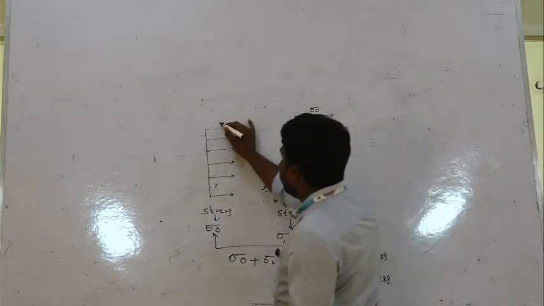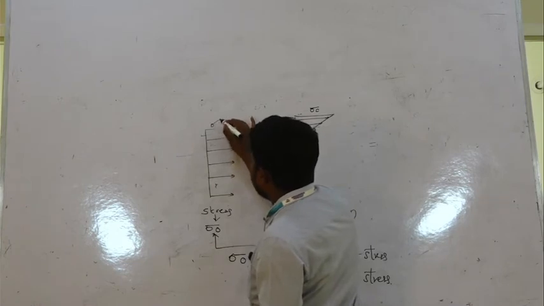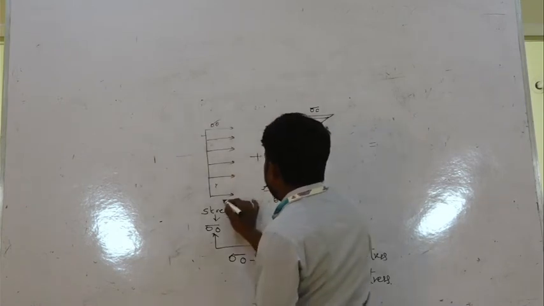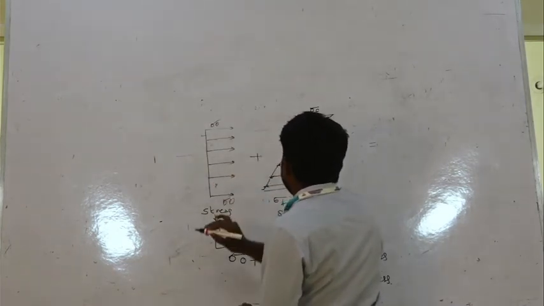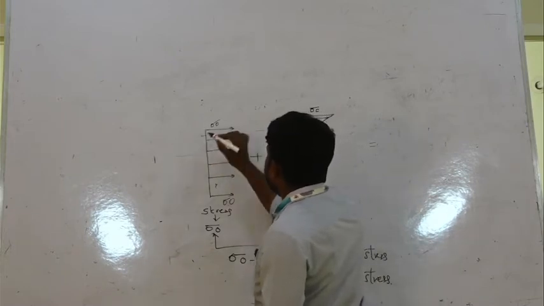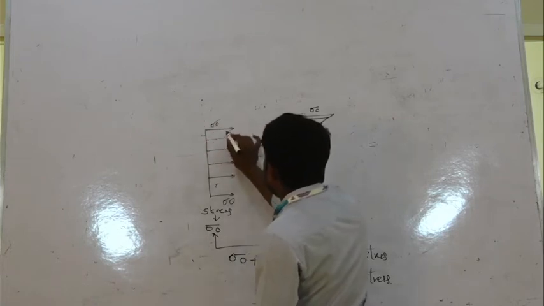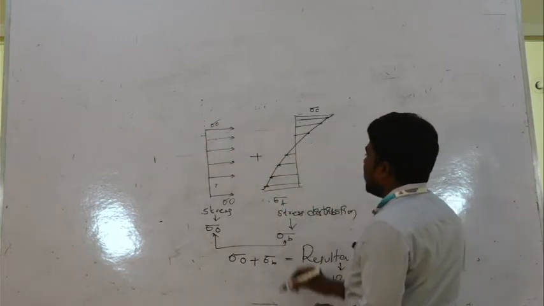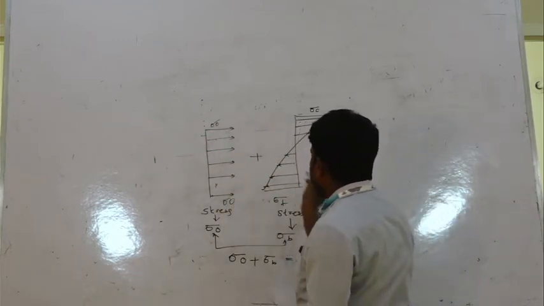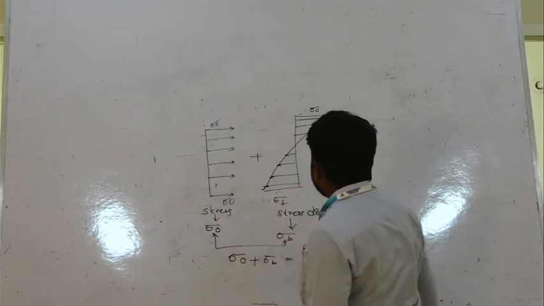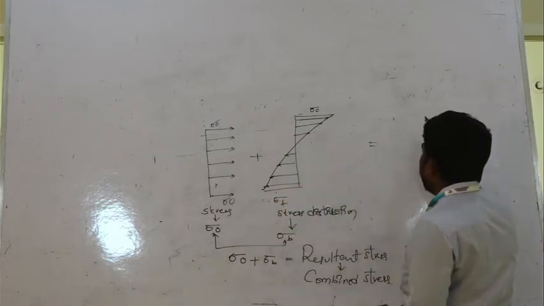Here it is compressive sigma naught. Here it is sigma naught. Here it is away from the section, and here it is towards the section. It is equal to like this.